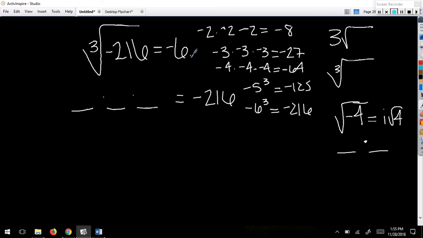Is this making sense to you? I'm trying to kind of go slow. There is a way to plug it in the calculator, but you won't be able to use your calculators just yet.